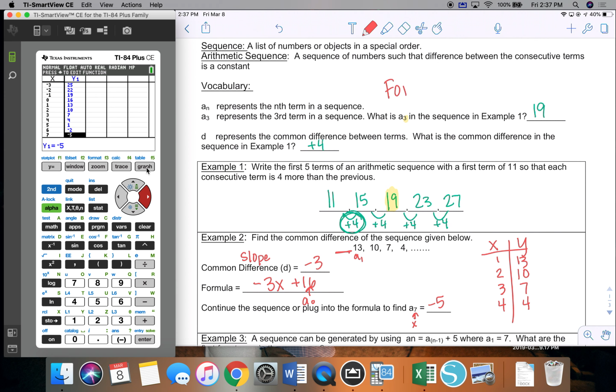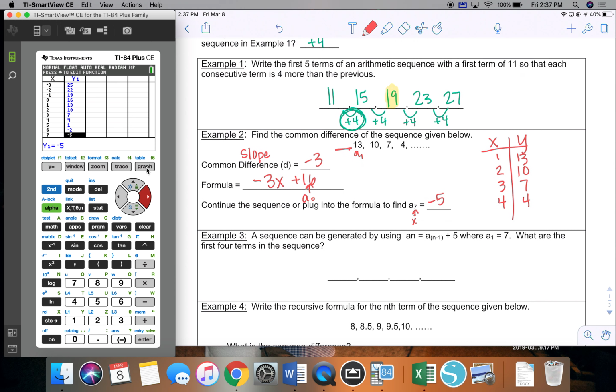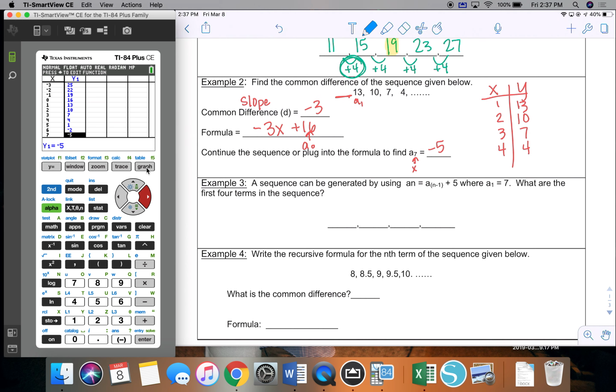your paper says formula. Your formula is d times n plus a sub 0, where d, your difference, is like your slope, and a sub 0 is like your y-intercept or your b value, your starting. So these should look very similar to stuff that you've done before with linear equations.